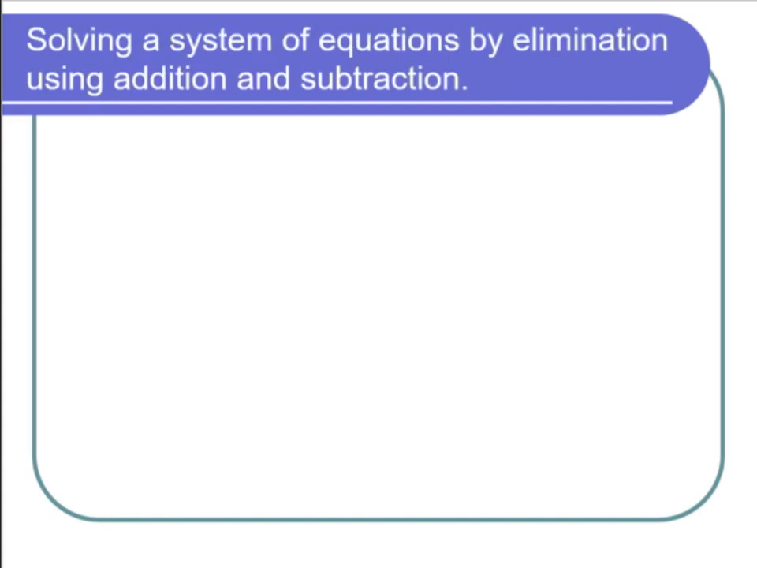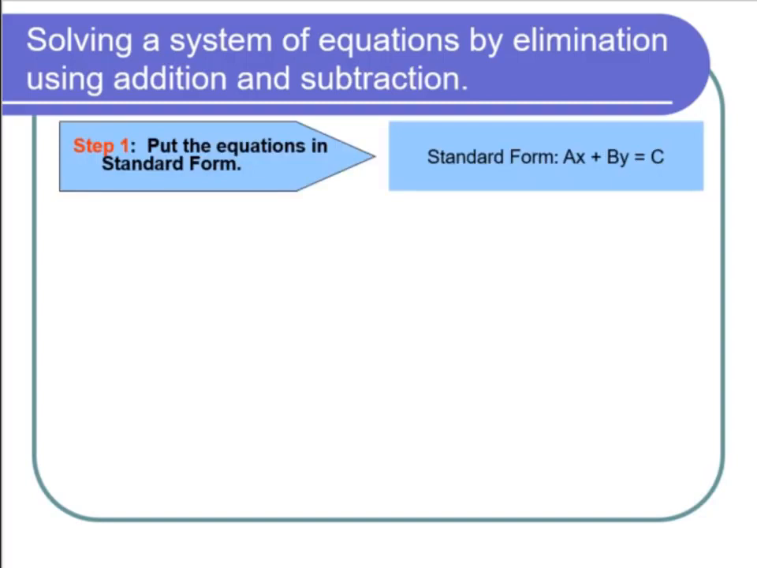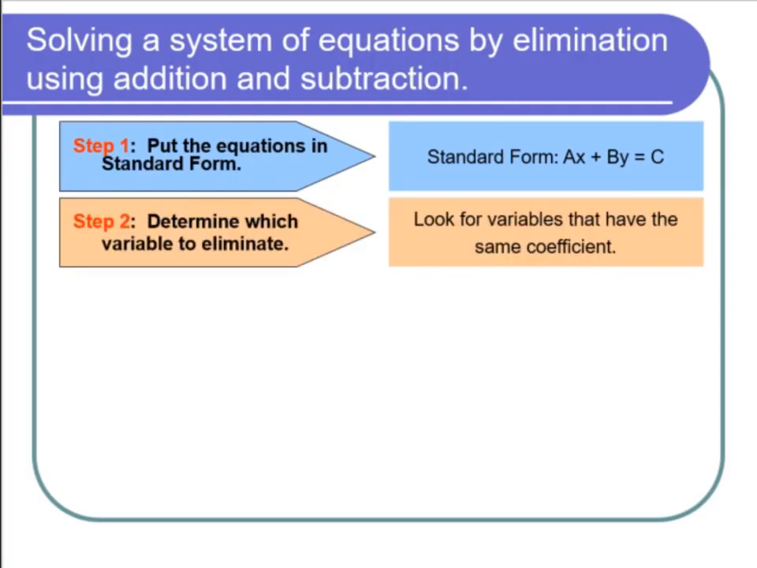Solving a system of equations by elimination using addition and subtraction. We follow the following steps. First, we put the equations in standard form, following the formula ax plus by is equal to c. Second step is to determine which variable you should eliminate. First, we look for variables that have the same coefficient.